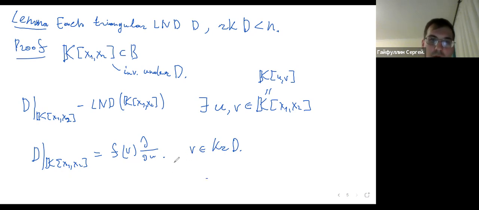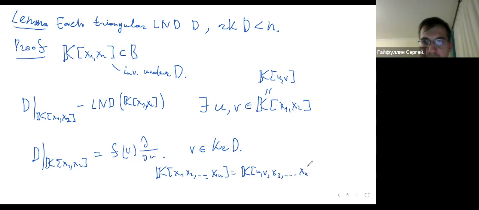We can note that k[x1, x2, and so on, xn] equals k[u, v, x3, and so on, xn]. So v is a variable of the whole ring B, and it is in the kernel of D. So it proves that the rank of D is less than n. So we have a variable in the kernel.